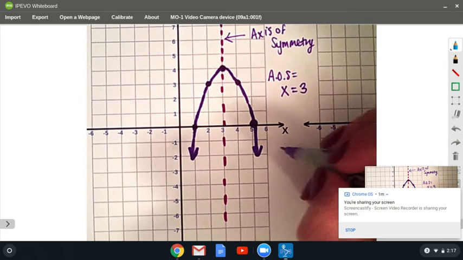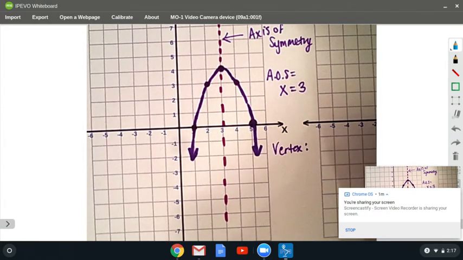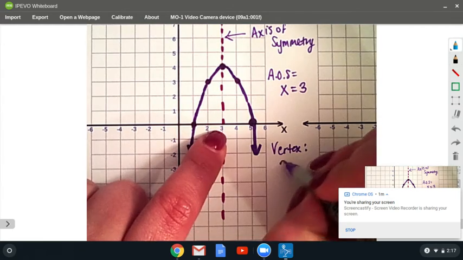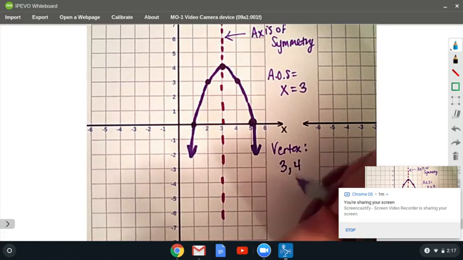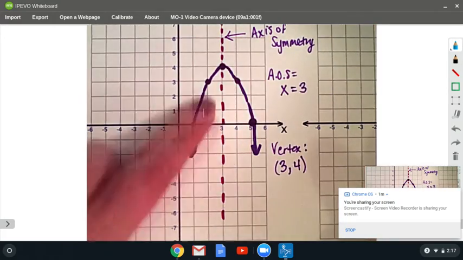That's one thing I can determine from looking at this. I can also determine my vertex. Okay, my vertex is the middle point. So that middle point is (3, 4). 3 is the x, 4 is the y.